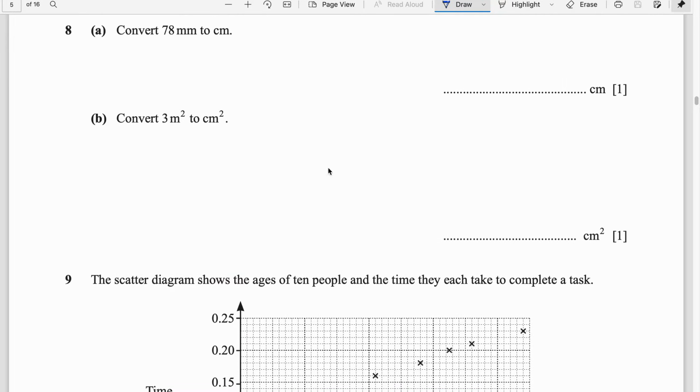Question number 8. Convert 78 millimeters to centimeters, divide by 10. You get 7.8 centimeters. Convert 3 meters square to centimeters square. So 3 times meter to centimeter is 100 and squared, 1, 2, 3, 4 zeros. 30,000 centimeters square.